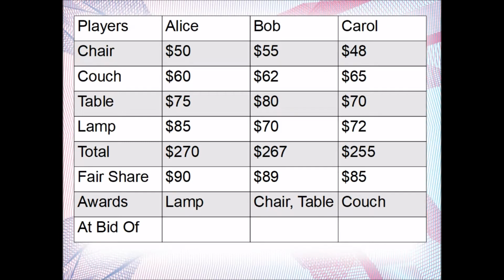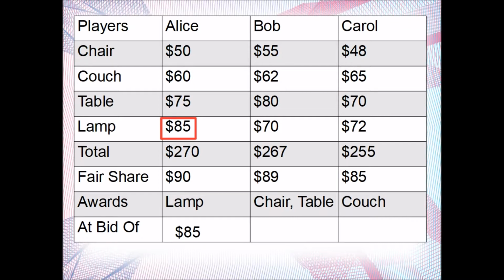The next row in my chart here is labeled "at bid of." This is also pretty easy once you understand what that means. So let's start with Alice. Alice won the lamp, and she bid $85 for the lamp. So that's what we put there.